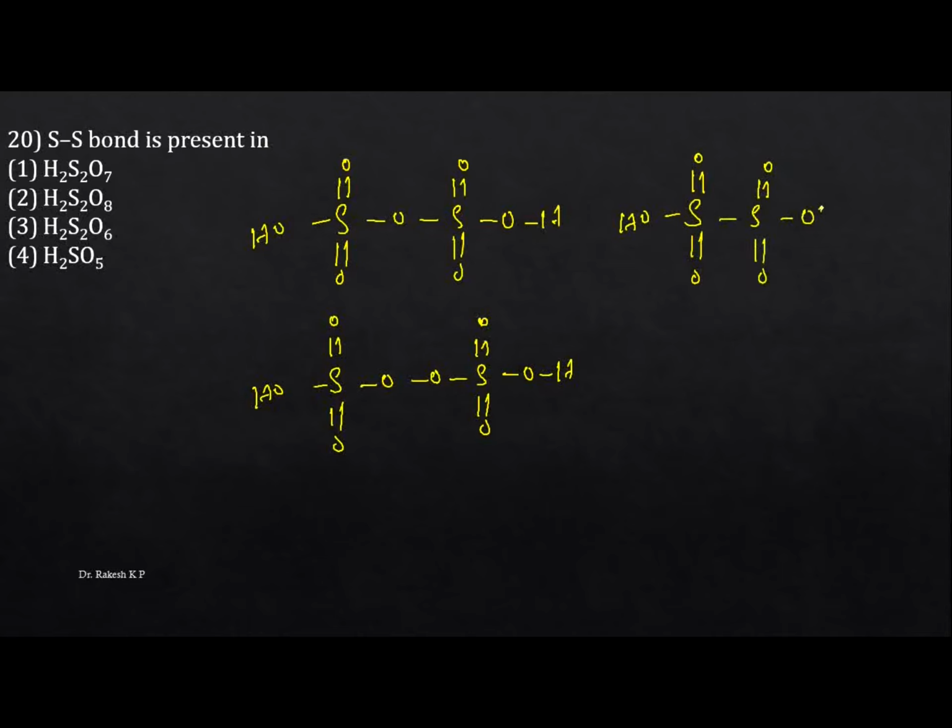But if we talk about the last one, Caro's acid, this is peroxomonosulfuric acid. The structure is like this: S double bond O, OH, and here it is O and H. So here what we got is not a sulfur to sulfur bond. Hence the option is the third one. Okay, next one.